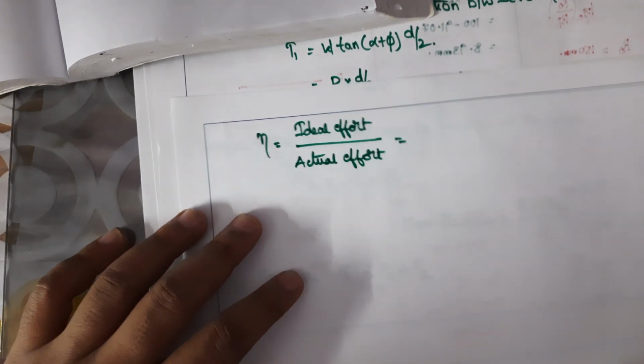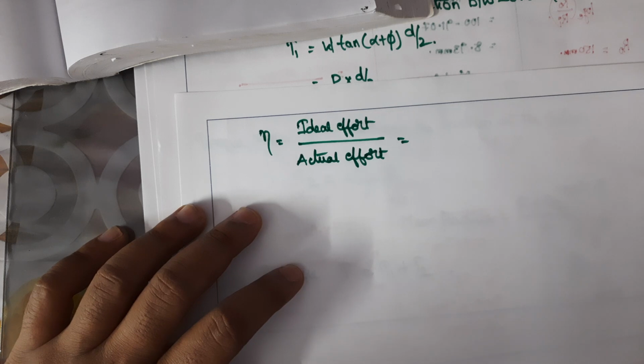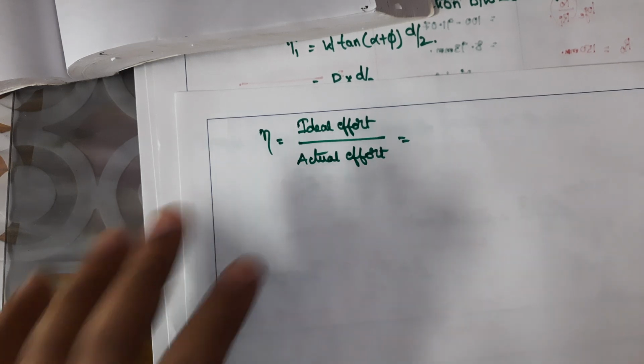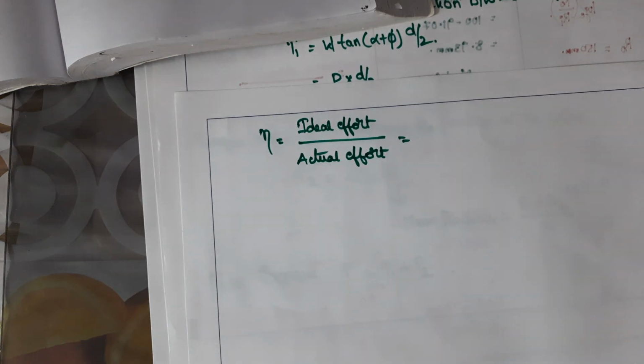Here the efficiency of a square thread may be defined as the ratio between the ideal effort to the actual effort. The ideal effort is the effort that is required to move the load neglecting the friction, so we are not considering the friction, to the actual effort, that is the effort required to move the load considering the friction, taking all the frictions into account.